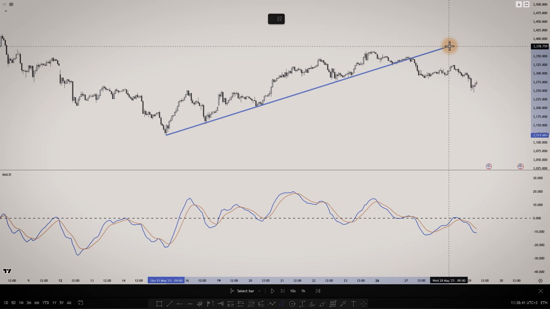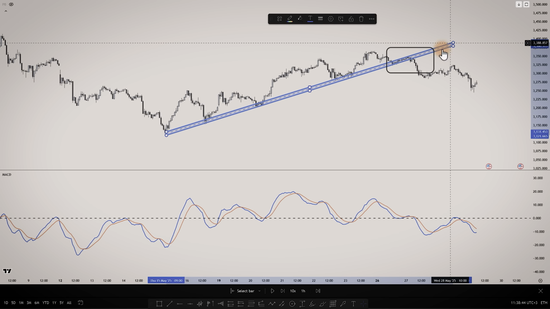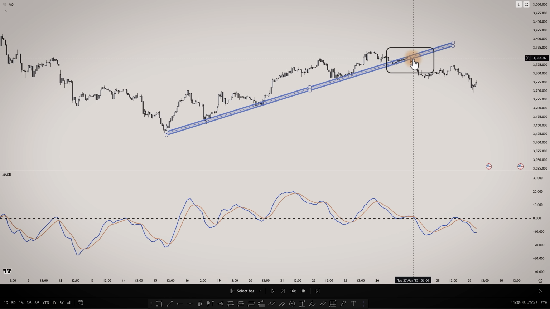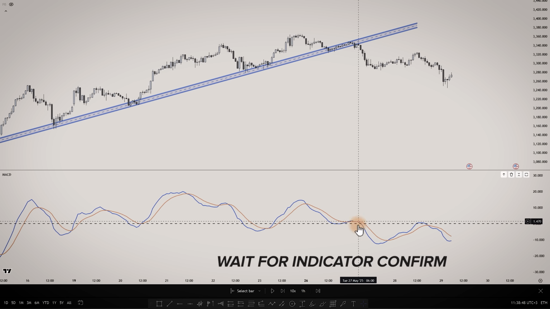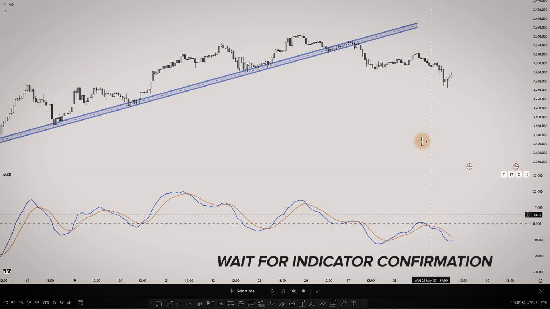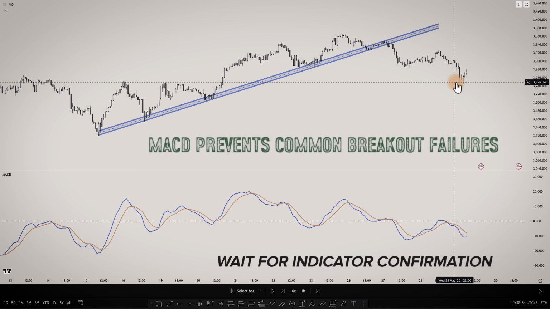One more example. See this trend line break. Most traders enter immediately on the break. But I wait for MACD to confirm with a crossover after the break, not before. That patience saves you from false breakouts that trap everyone else.